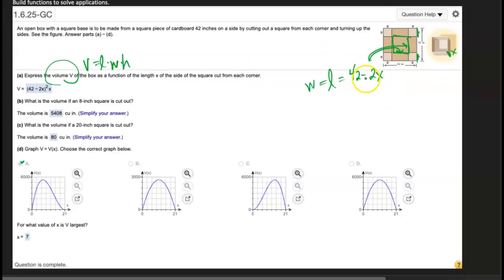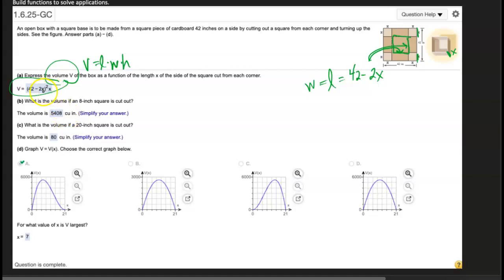Placed all together, I'd multiply (42 minus 2x) times itself times x, and that's how I got this volume formula over here. I could have rearranged that a little bit, like I could have placed x in the front. I could have multiplied that binomial squared out, but it accepted this in my math lab, so I went with it.